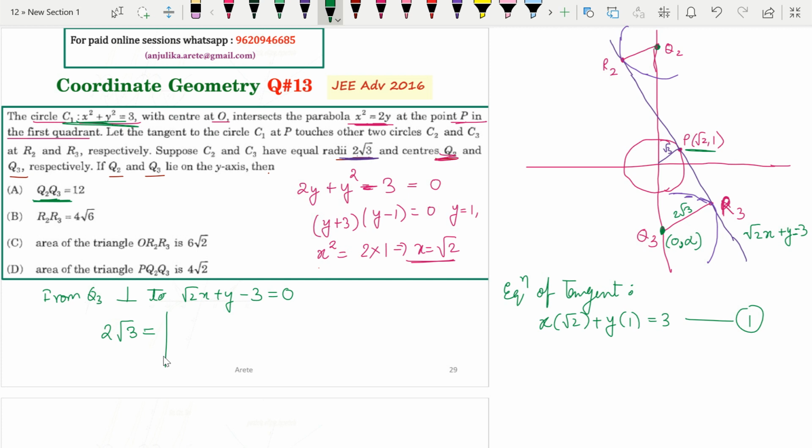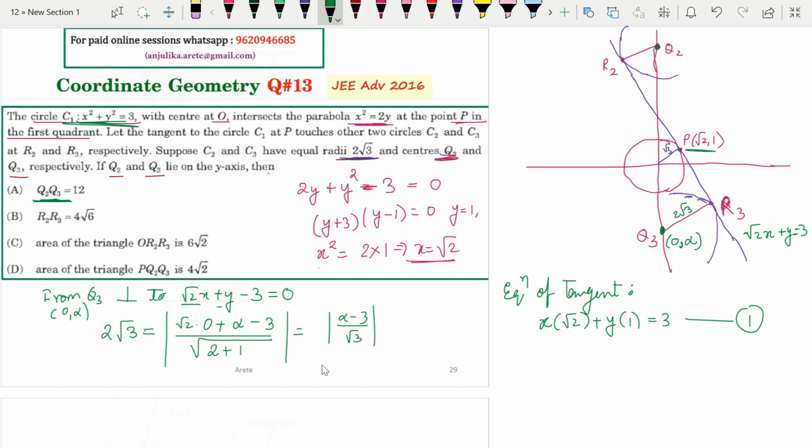This is equal to the modulus of, you know the formula, Q3 we have assumed is 0, alpha. Instead of x you are going to write 0. Root 2 times 0 plus y, you are replacing by alpha. The formula, the perpendicular from a point to the line, upon under root a square plus b square. Root 2 square, that's 2, plus 1. Y coefficient is 1. So how much do you get? You get alpha minus 3 upon root 3.